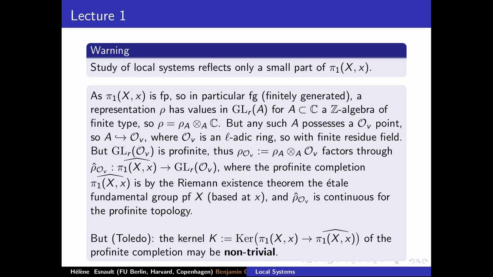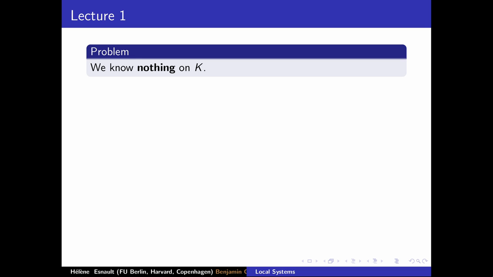And by the Riemann existence theorem, this group here is the profinite completion, the etale fundamental group of X, based at x. But Toledo is telling us that this kernel here may be non-trivial. So in particular, those representations here will never see anything about this kernel. And this is the first problem I pose, not a problem we can solve during the exercise session, because it's a deep problem, but we know nothing about capital K. I think any new knowledge on capital K would be of interest.